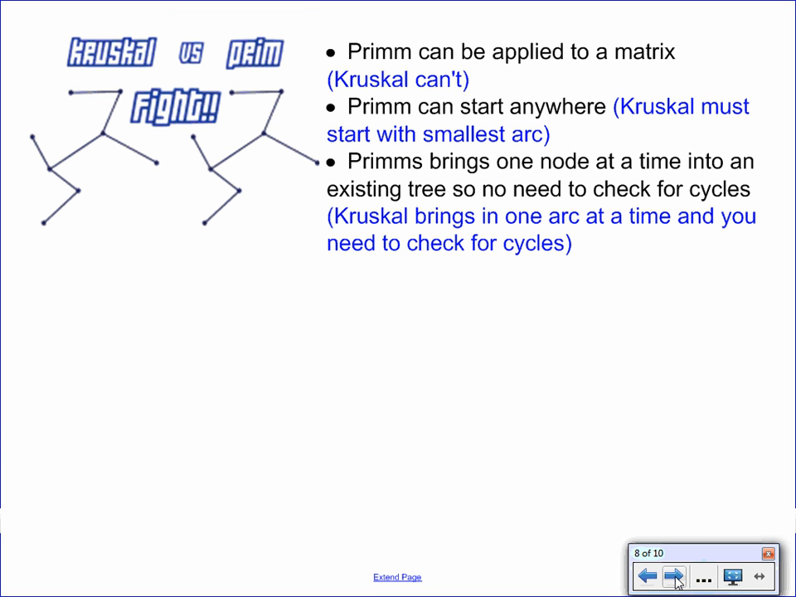So back to the similarities and differences. Prim, in the next video, can be applied to a matrix, which Kruskal can't. Prim can start anywhere. Kruskal has to start with the smallest. That's a restriction you don't have with Prim. Prim is bringing in a node at a time into an existing tree, so there's no need to check for cycles, and you always have a tree. You just need it to be a spanning tree. Kruskal is bringing in an arc at a time. You do need to check for cycles, and your trees might pop up all over the graph as subgraphs, and then they come together at the end into a connected overall spanning tree.